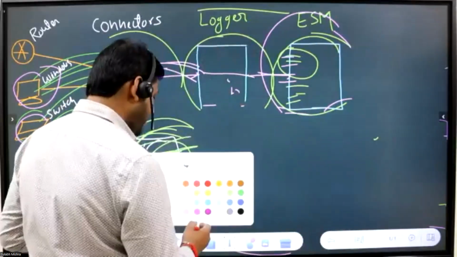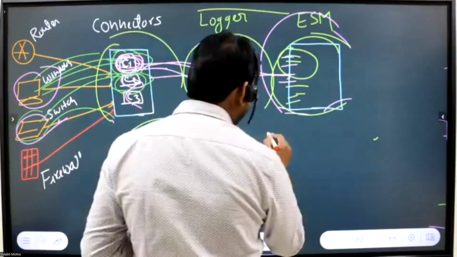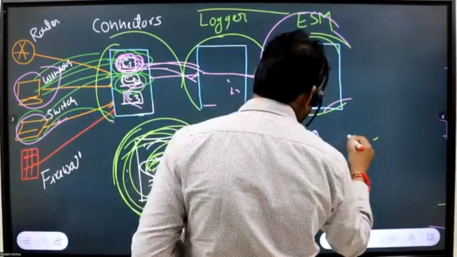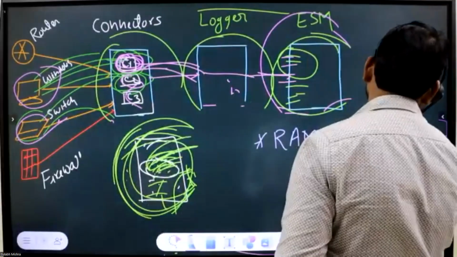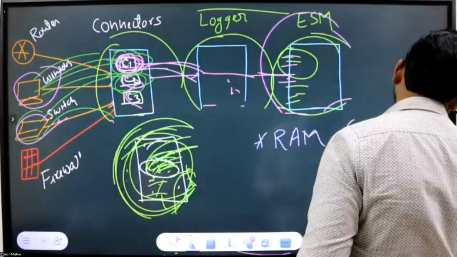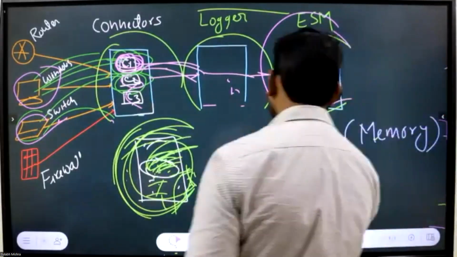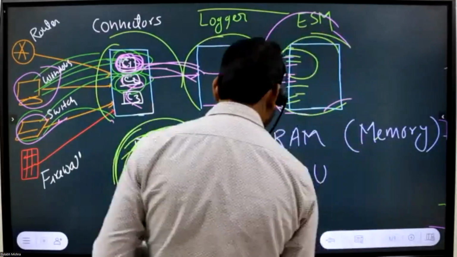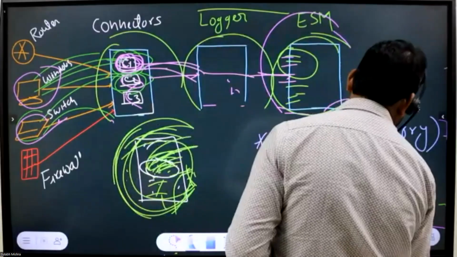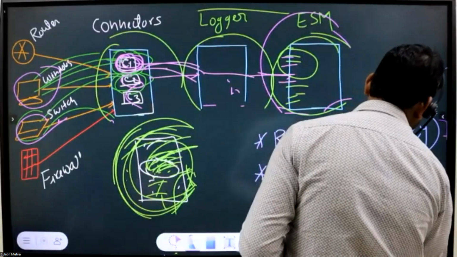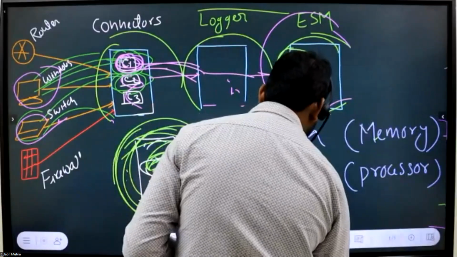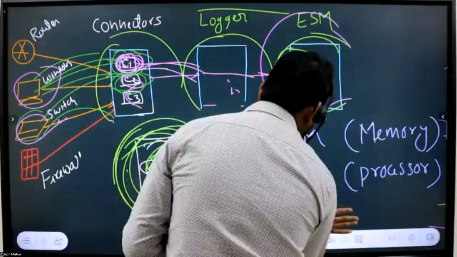First is RAM, or in short we call it memory. Second is CPU, or we call it processor. And third is disk or storage.